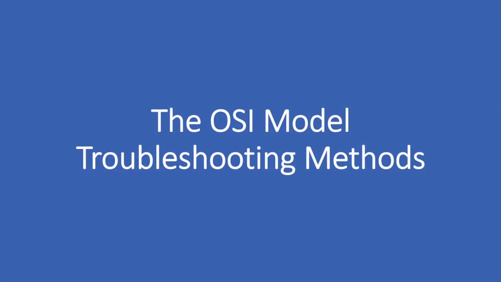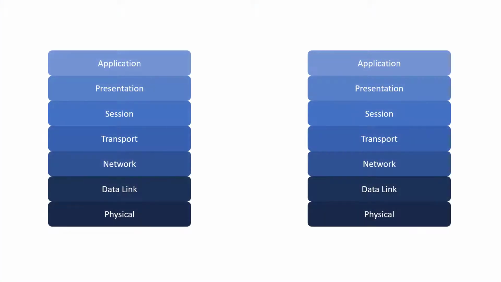For those interrupt-driven problems, we can use methodologies. And the first set of methodologies I want to talk to you about, 3 of them in fact, are OSI model troubleshooting methods. Now you may be familiar with the OSI model. The OSI model is a 7-layer model: the physical, data link, network, transport, session, presentation, and application layers, being layers 1 through 7. This model is not something I want to explain in detail here.